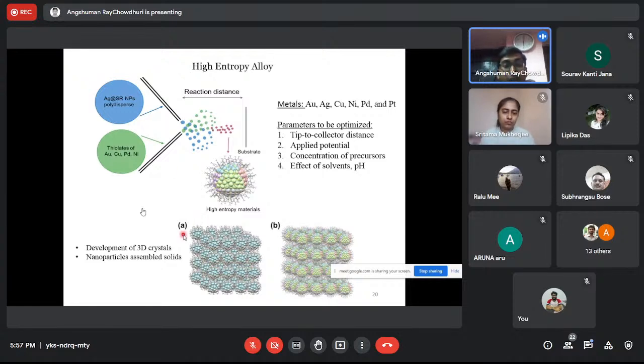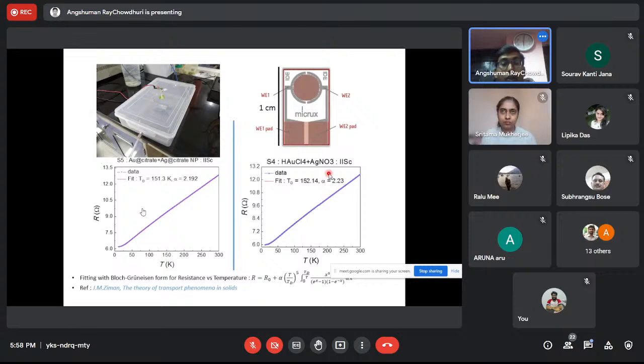And even more, is the development of 3D crystals or nanoparticle assemblies of solid possible or not? For that we have to optimize maybe the same parameters, that is tip to collector distance, sometimes applied voltage, concentration of the precursor, and we have to check again the effect of pH and the solvents. So with the collaboration of Dr. Saurabh Kanti Jana, one work is happening, that is also very interesting work.